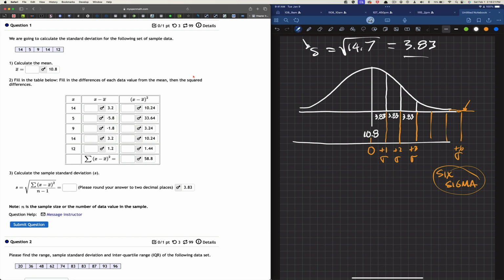We can also apply the standard deviation in a negative direction. So I can go a standard deviation to the left of the mean, which would represent -1 standard deviations, or -1 sigma. I can do that again for a second standard deviation, and I can do it again for a third standard deviation. And remember, each one of these distances is in fact exactly 3.83 from the previous number as I go out.